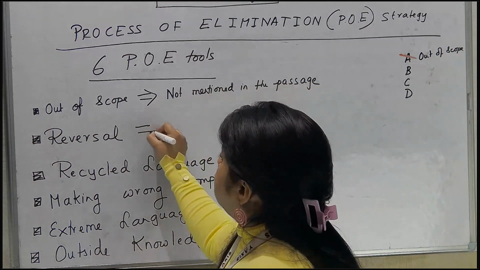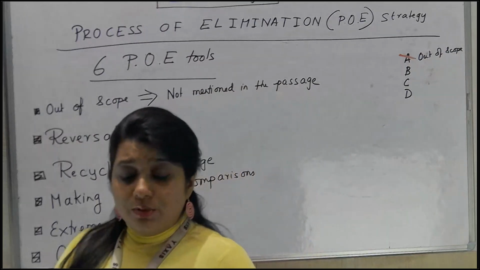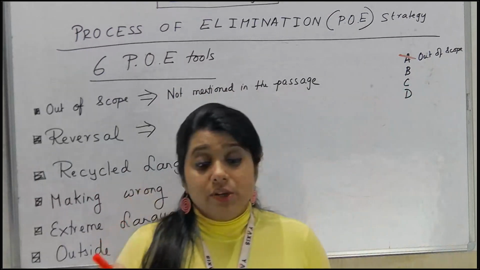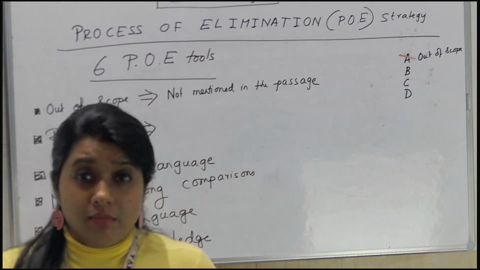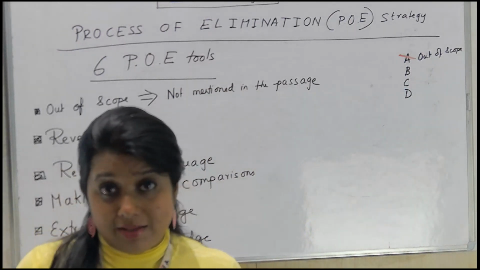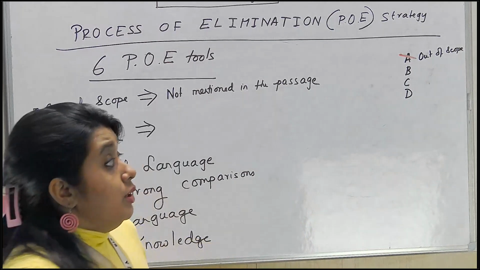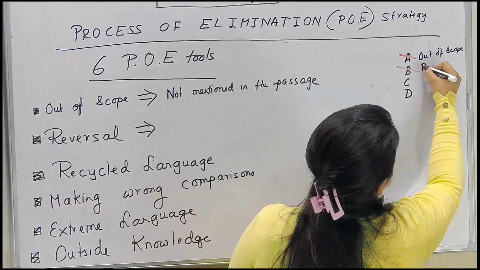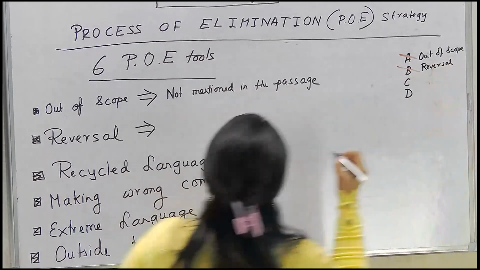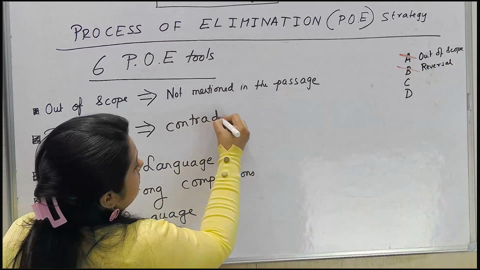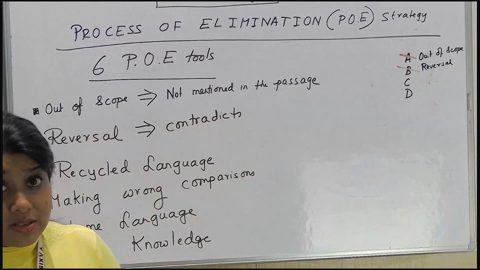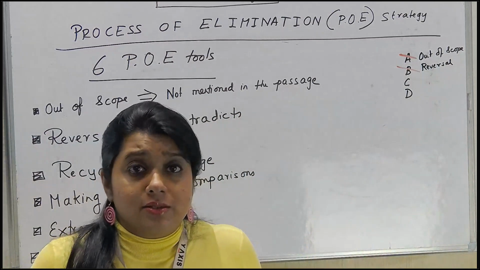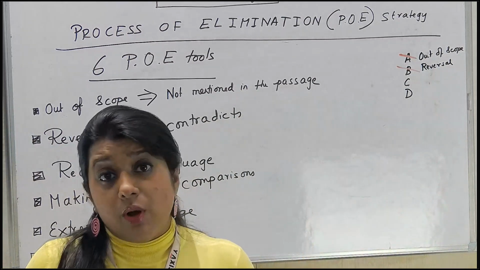Now, reversal. So reversal means what? Suppose you're now reading answer choice B, and after reading it, you realize that whatever answer choice B is stating is just opposite to what has been stated in the passage. It contradicts the passage. So of course you will eliminate that. So B is wrong because it is reversal. That means whenever the information stated in the answer choice contradicts the information stated in the passage, you have to eliminate the answer choice. Now out of 4, I'm down to 2.